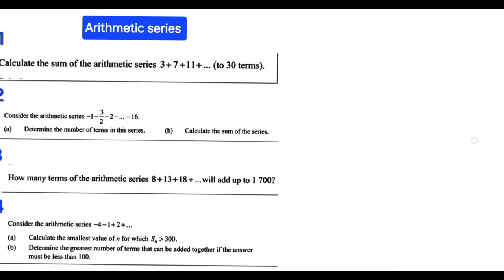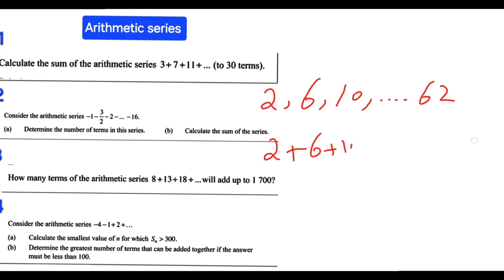From here, I'm going to show you arithmetic series. A series is created by adding the terms of a sequence. So, for instance, we have 2, 6, 10, so on till 62. This is an arithmetic sequence, and 2 plus 6 plus 10 plus so on plus 62, by adding the sequence terms. Now this is a sequence, this is a series. So this is an arithmetic series.